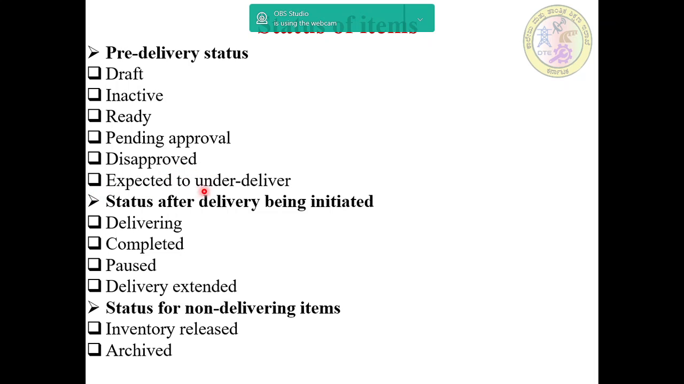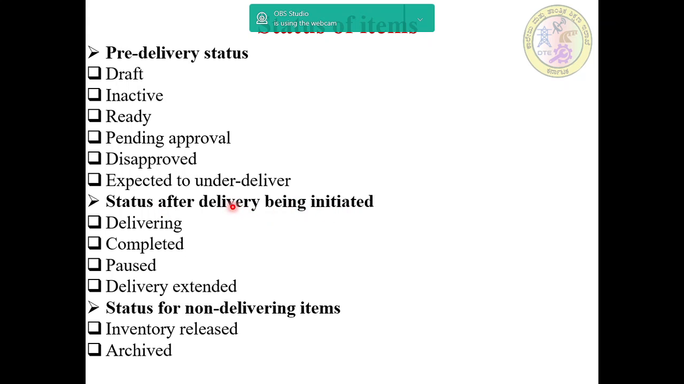And the last one is expected to under deliver. Here the item is predicted to under deliver. Insufficient inventory or not enough available impressions is the primary reason for under delivery of an item. And then the next one, the status of the item usually identifies. Next is status after delivery being initiated.